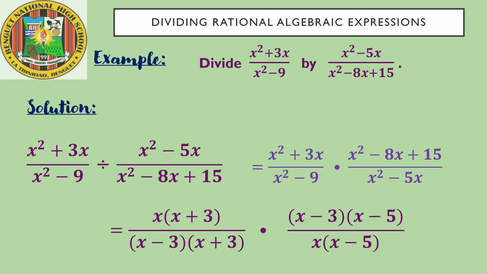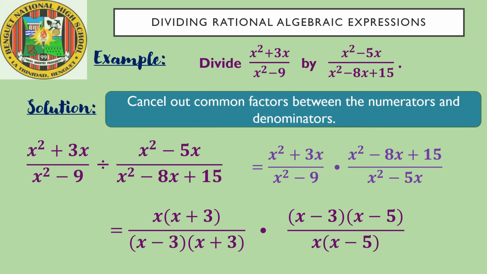After factoring out the expressions, we now cancel out common factors. We begin by canceling out the common factor between the numerator of the first RAE and the denominator of the second RAE. That common factor would be x. Next, we cancel out the common factor between the denominator of the first RAE and the numerator of the second RAE, which is x minus 3.